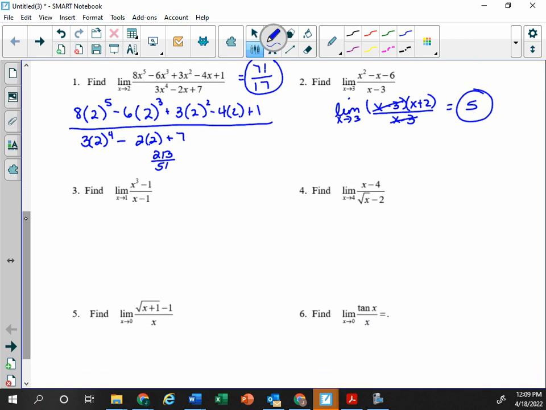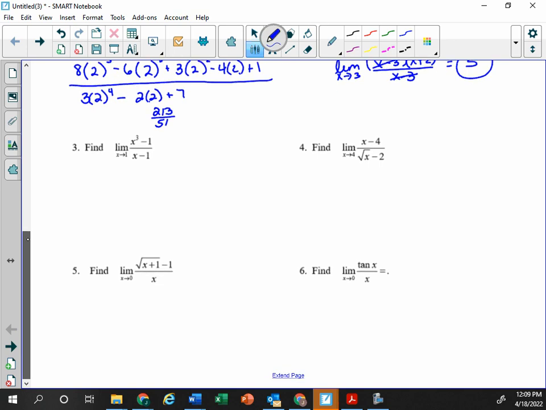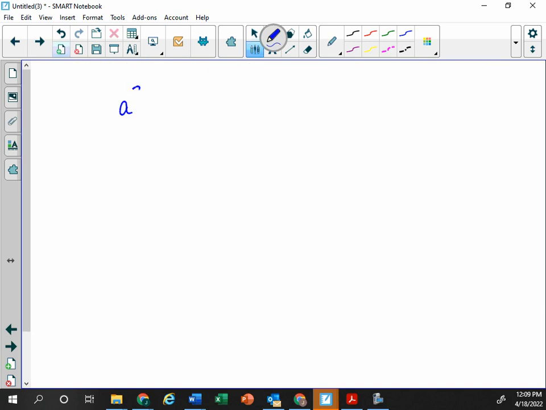All right, number 3. Can I plug the 1 in? No. Do you remember how to factor difference of cubes? Okay, try it. I'll write it up here.